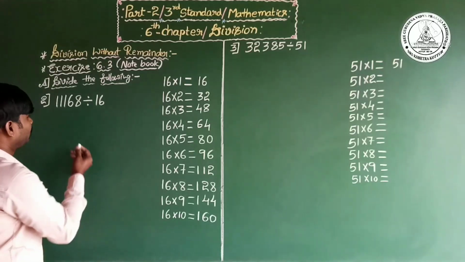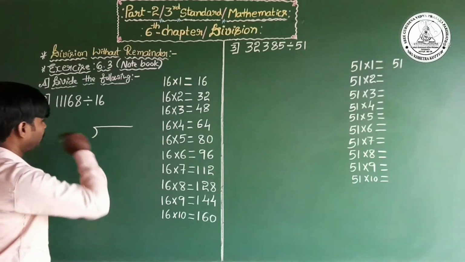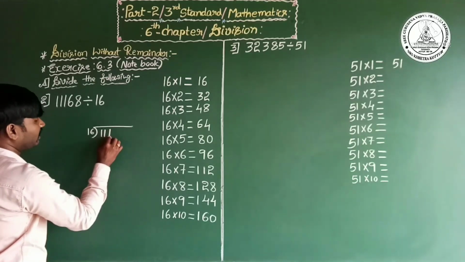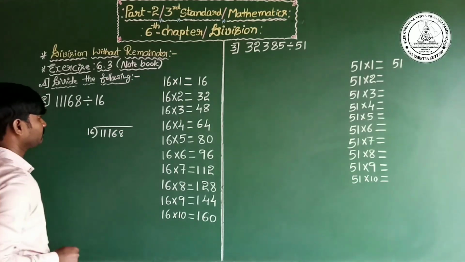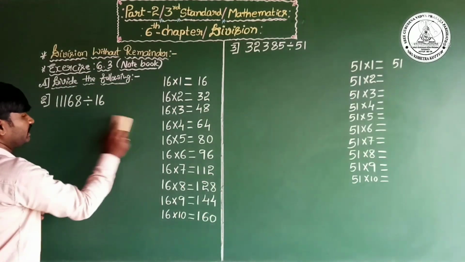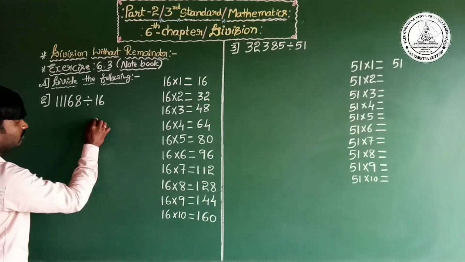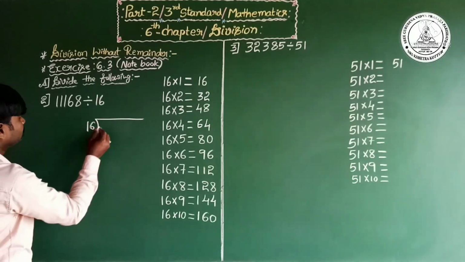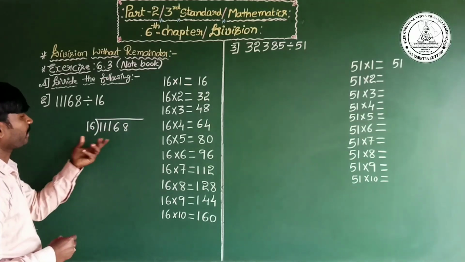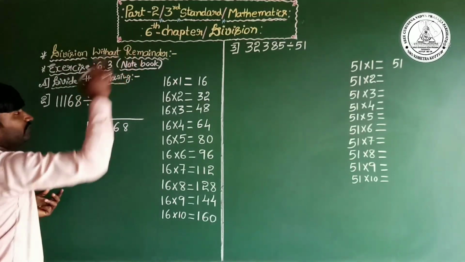You write the question here, in the method of division. The question is 11,168 divided by 16. I am writing it here, once again in bigger size. 16, and 11,168 is divided by 16. You already know how to divide the numbers. The main concept is division without remainder.